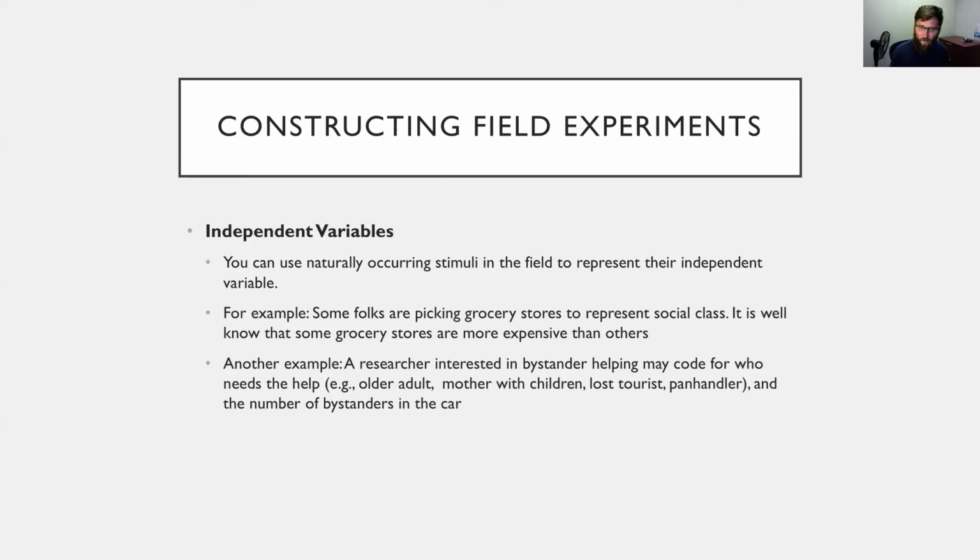Okay, how about another example? Let's say that a researcher is interested in bystander helping, maybe on something like the Sprinter. So if you ride the Sprinter to and from work in the San Marcos or Vista or Escondido areas, they want to code for who needs help. So maybe older adults need help, or maybe a mother with children, or maybe a lost tourist or panhandler. And they also may code for the number of bystanders in the car.